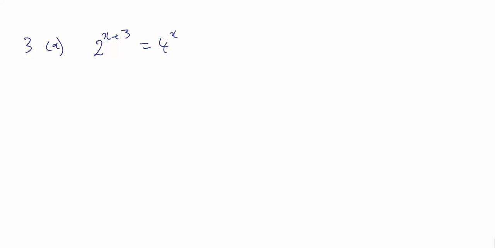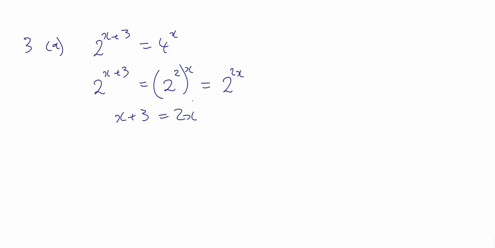3a, 2 to the x plus 3 is 4 to the power of x. Notice that 4 is 2 squared, so I'd write 2 to the x plus 3 is 2 squared to the x. And using the third rule, the power rule, we can multiply 2 by x, 2 to the 2x. So 2 to the x plus 3 is 2 to the power of 2x. The bases are the same, 2, so x plus 3 equals 2x. And solving that equation, we get x equals 3.